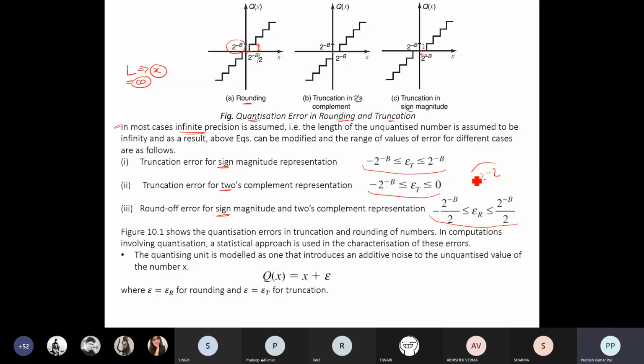Similarly to the truncation case where we considered the error, in terms of quantization also the error will be the quantized value plus x plus epsilon. So the error epsilon will be the quantized value minus x. So this is the generalized formula for the truncation along with the rounding errors.